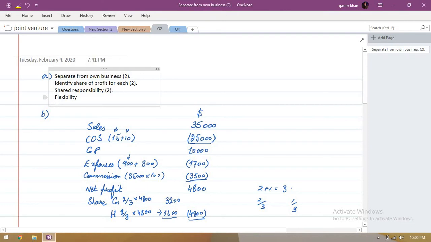And the last thing is flexibility. In a joint venture, you are not required to give full time to the business. You can arrange the time accordingly, depending on how many venturers there are in the venture. This is the flexibility and some advantages of forming a joint venture.